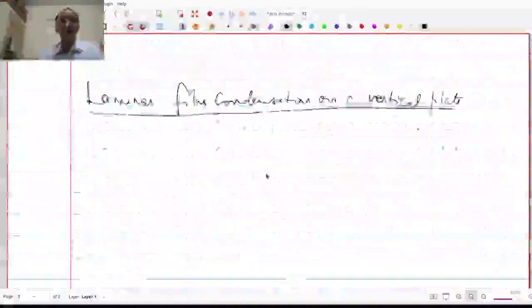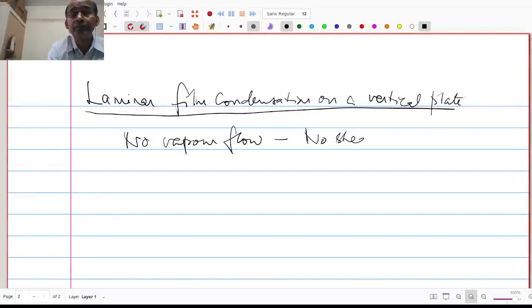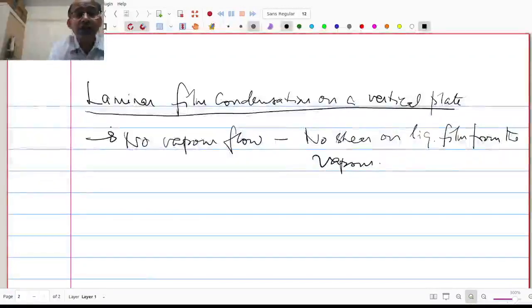So we will take a case where there is no vapor flow, and therefore no shear on the liquid film from the vapor. Okay, so this is one simplifying assumption that we will take when we go for doing this.